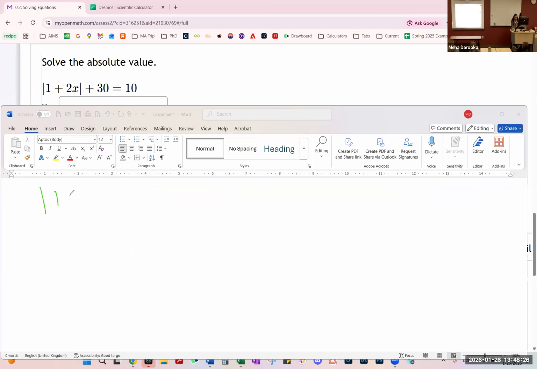So you're given the absolute value of 1 plus 2x, inside the absolute value symbol, and then you have plus 30 equals 10. So the first thing you do when you're working with absolute value equations is isolate the absolute value symbol. Anything that is outside of that absolute value symbol needs to be moved to the other side of the equal sign. In this case, that would mean moving the 30 to the other side. So you would then be left with the absolute value of 1 plus 2x equals 10 minus 30, which gives us what? Very nice, negative 20.